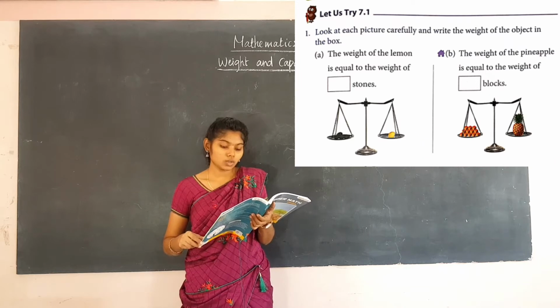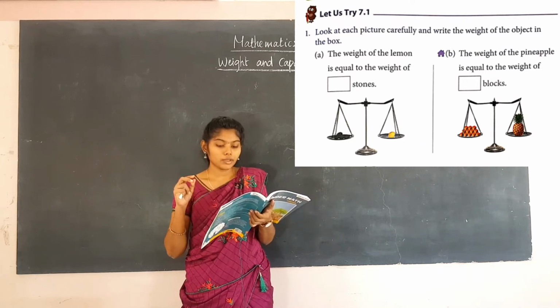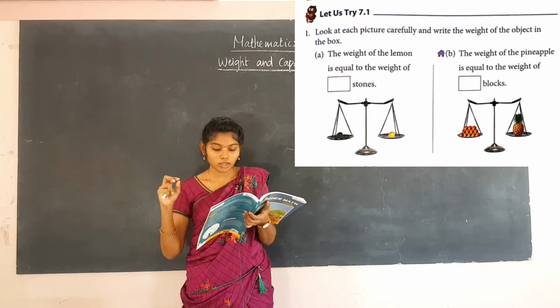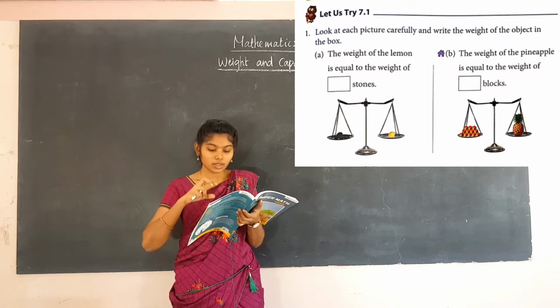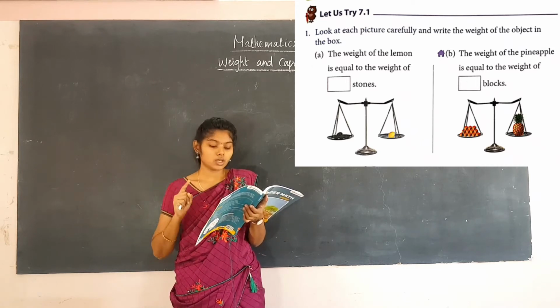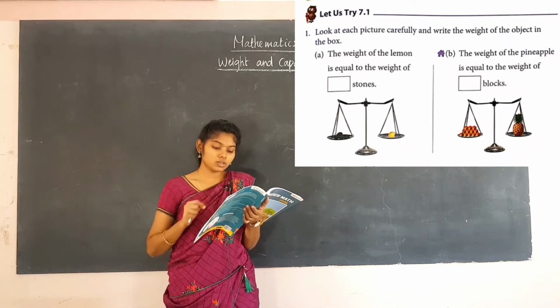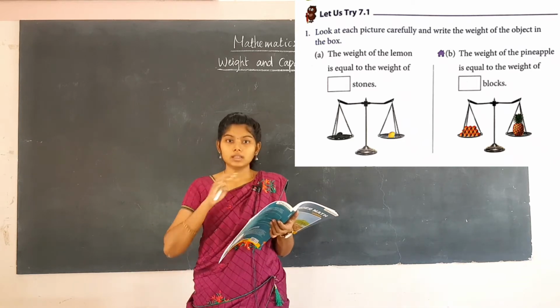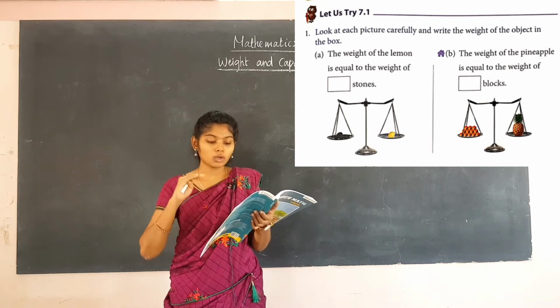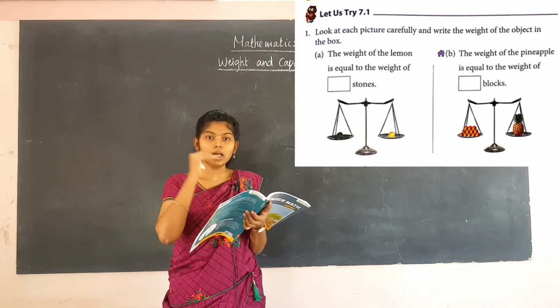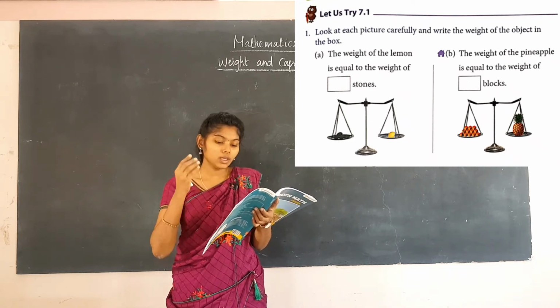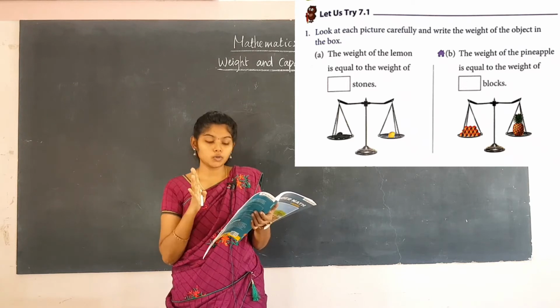So here see the pictures first. The weight of the lemon is equal to the weight of dash stones. So here see which is equal to which. Here there is only one lemon and here the stones are given. How many stones are there? That is what is equal, right? So you have to count the stones and write in the given blank. So how many stones are there? There are 4 stones.